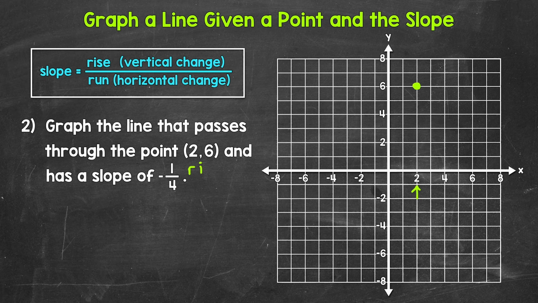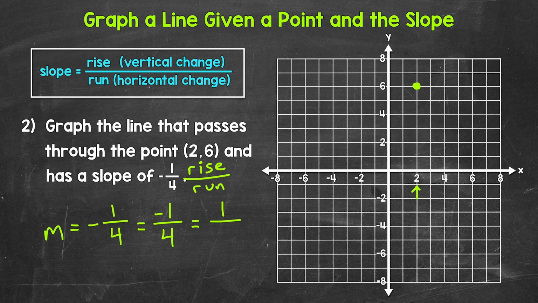So again, rise over run. Now here, since we're working with a negative, we're going to either put the negative in the numerator, so with the 1, or in the denominator with the 4. So writing this out, our slope is -1/4. So we need to write this as -1/4 or 1/-4. All three of these represent the same slope, -1/4.